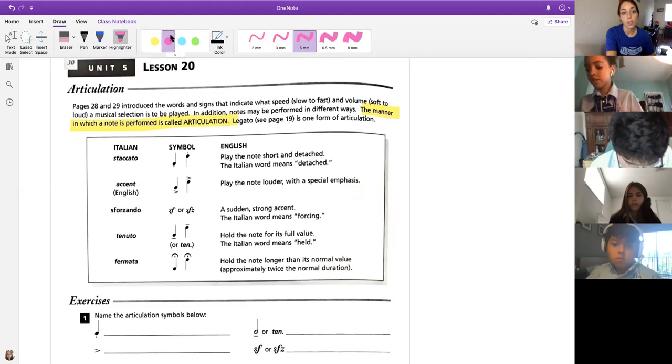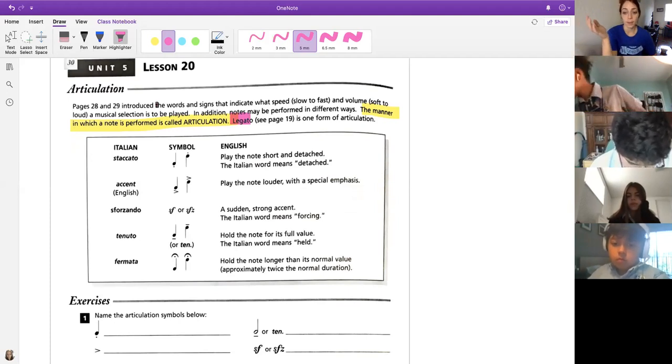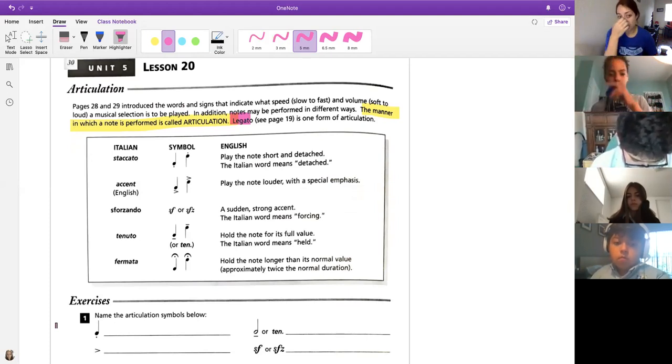We already learned the word legato way back when we were learning about slurs. And remember, that means playing something really smooth and connected. That's an articulation. Now, this is all stuff that you can see in piano music, in just about any music, but it's especially important if you play a band instrument or an orchestra instrument. So like trumpet, flute, violin, these types of things become much more noticeable on those instruments.